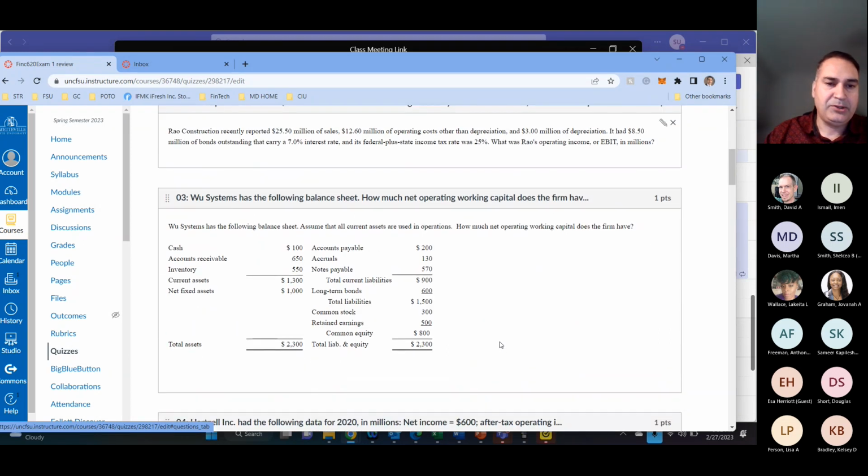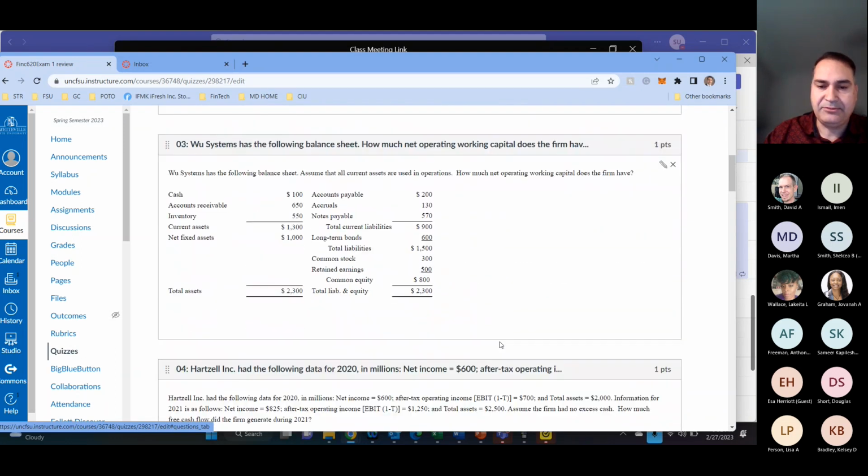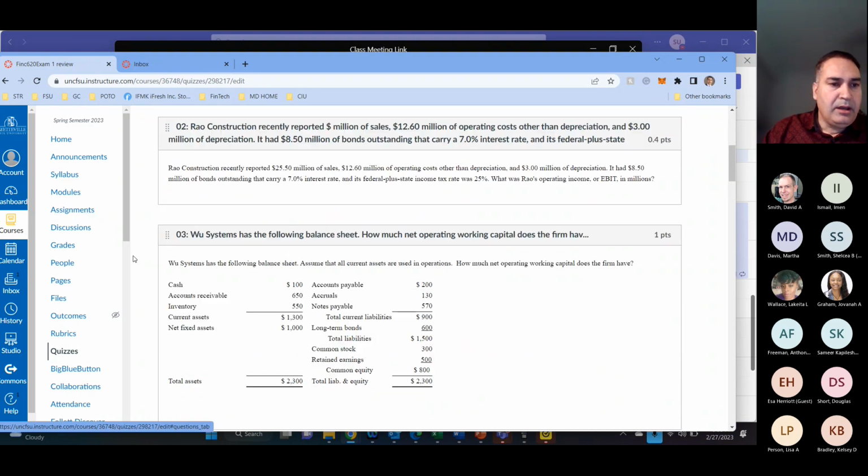before you start the attempt on your exam. So make sure that you know these types of questions, because the exam is going to be pretty similar to what you see in the review exam. Questions will be different somehow, numbers will be different, but the concepts are going to be the same.